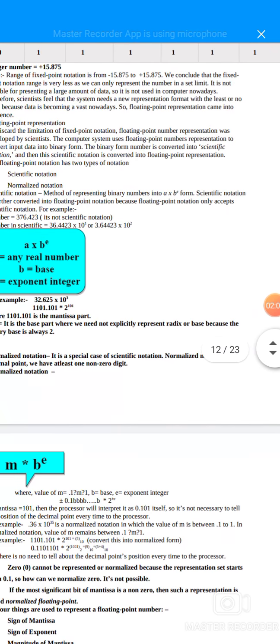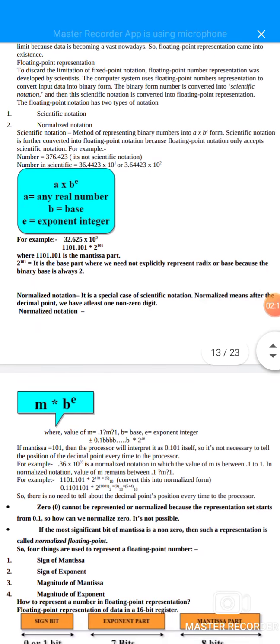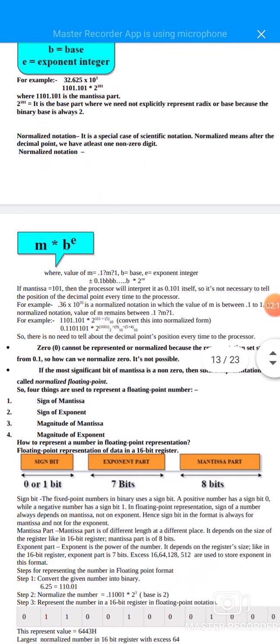Normalized notation is a special case of scientific notation. Normalized notation means that after the decimal point we have at least one non-zero digit. This is m times b to the power e. These values are represented on this screen. Zero cannot be normalized because the representation set starts from 0.1. So how can we normalize 0? It is not possible. If the most significant bit of the mantissa is non-zero, such a representation is called normalized floating point.